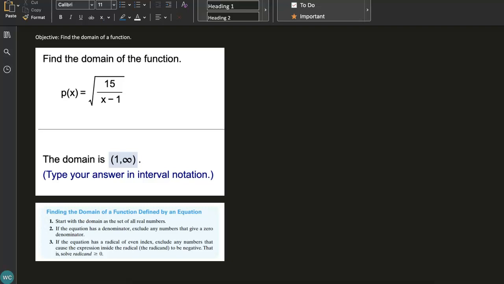In this example, we're asked to find the domain of this function, p of x equals the square root of the quotient 15 over x minus 1. So what I want to do is show how you can also access some things within the e-text, kind of as a little bit of a side note, but that also helps us with this particular problem. So let me bring up that e-text.